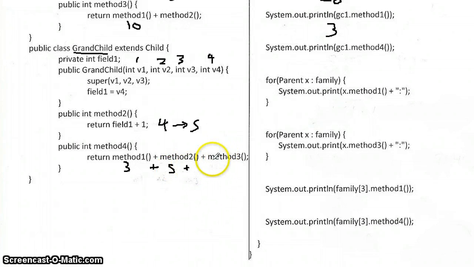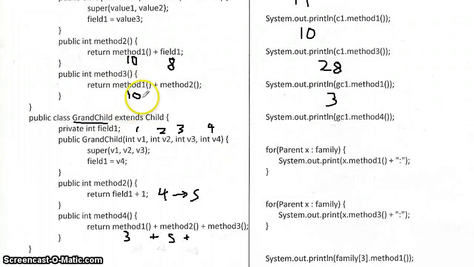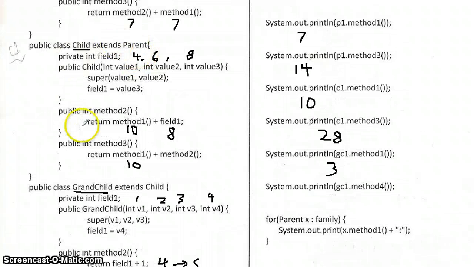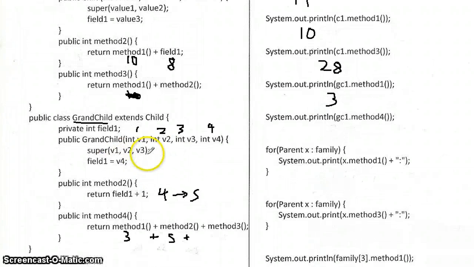So method 2, we can substitute 5 for that. And method 3, we see that there is not a method 3 over here, and we gotta come back up to the child class. So we do have a method 3. Return method 1 plus method 2. We've established that method 1 does give us 3, so again, we'll have another 3 right here.